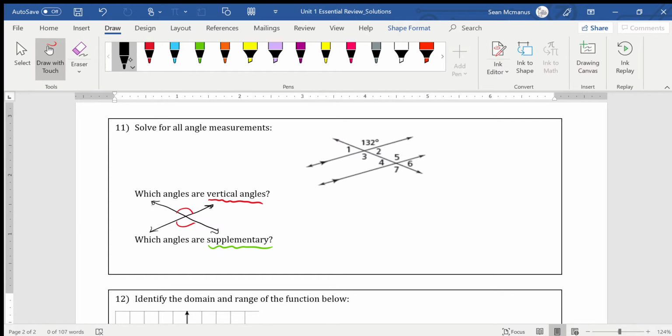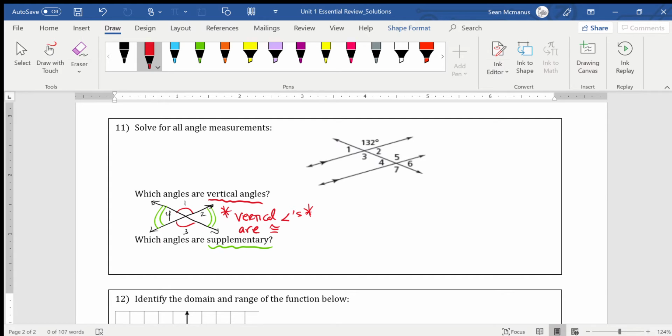So if I numbered these 1, 2, 3, and 4, angle 1 and angle 3 would be vertical with each other. Angle 2 and angle 4 would be vertical with each other. And that's important because we know that vertical angles are congruent. They have equal measurements. If you don't know this, it's going to be really difficult to solve this problem.